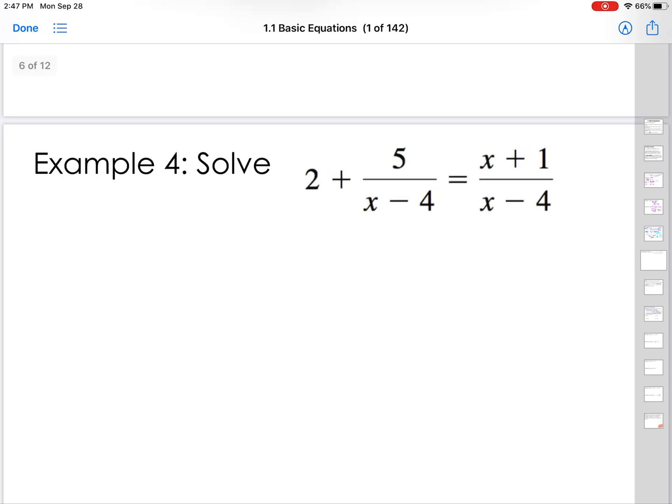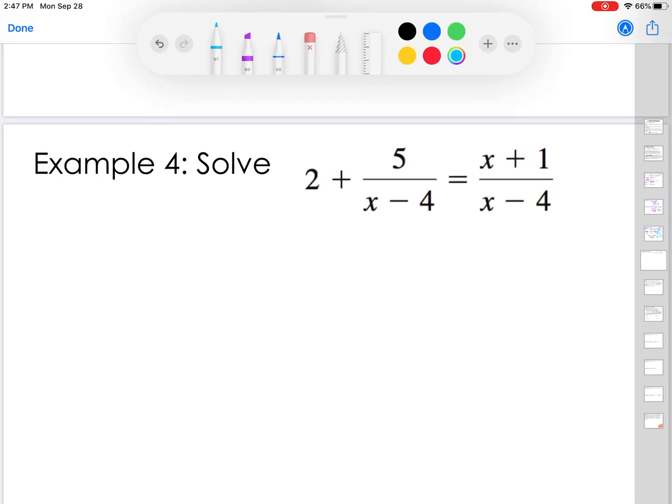Same concept here. We are going to multiply by the least common denominator. Remember, everything can be a fraction. We can always put it over 1. Looks like x minus 4 is really the only denominator going on here. So I'm going to multiply both sides by x minus 4 to get rid of our fractions. So when we multiply by the least common denominator, our fractions disappear.